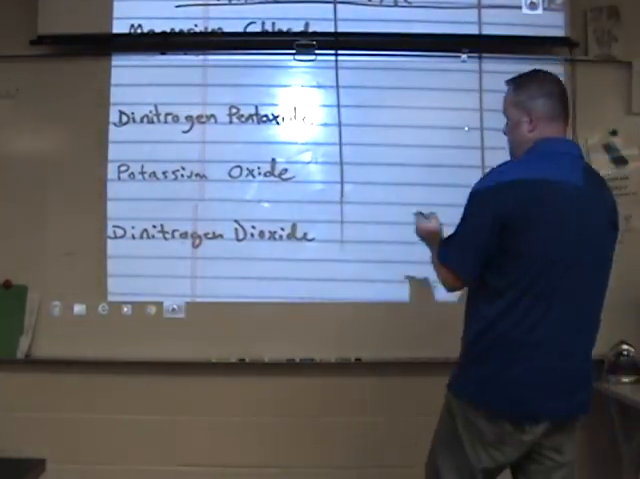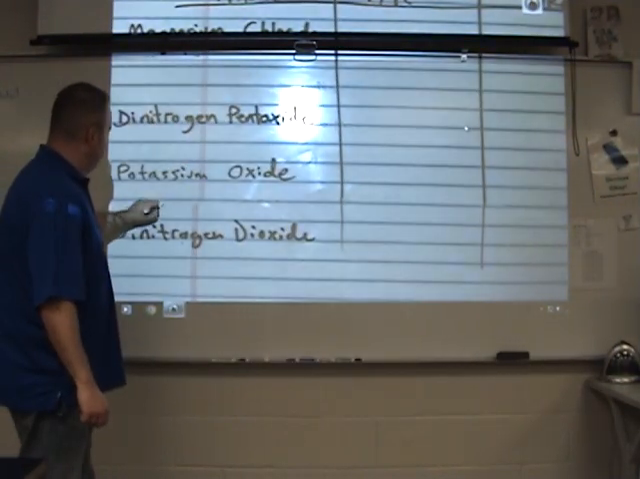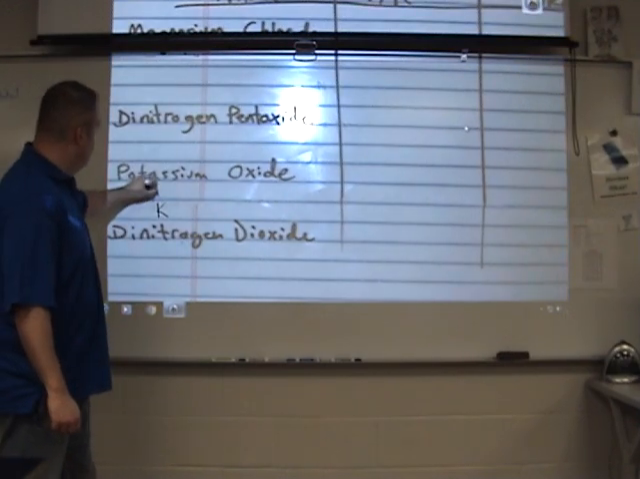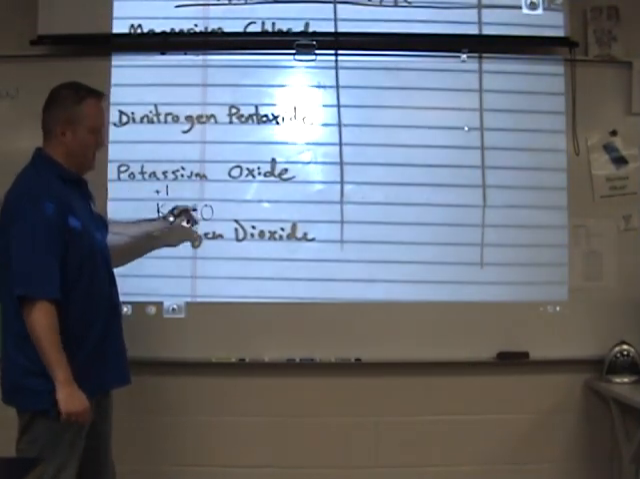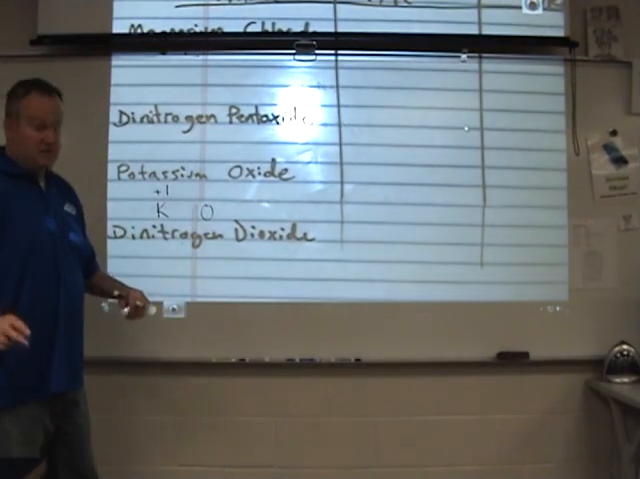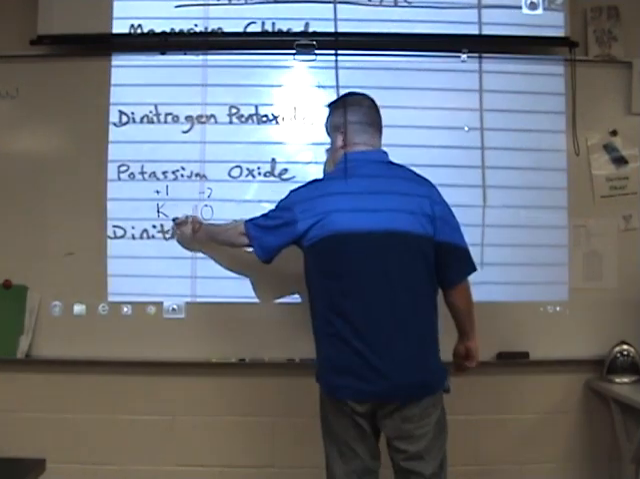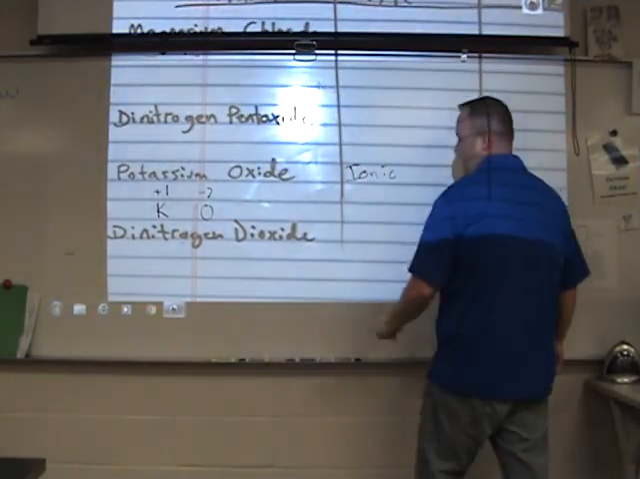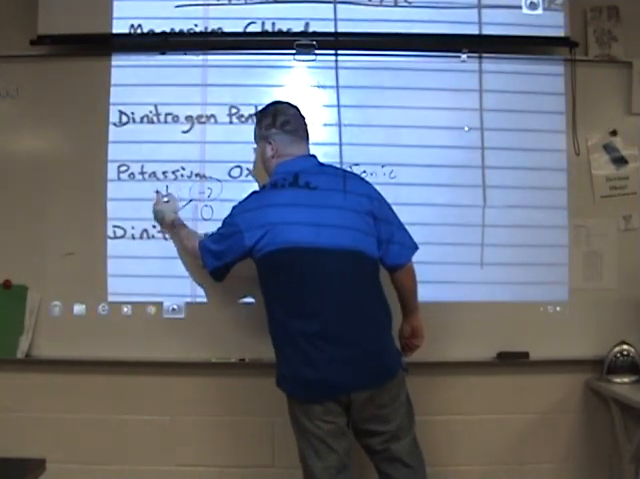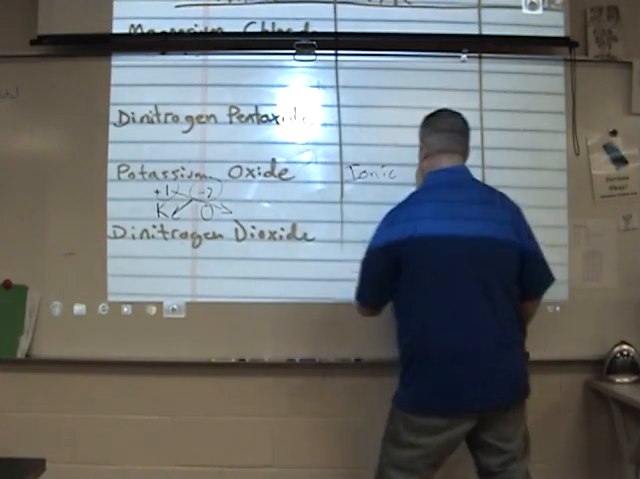Okay, so as you can see, if you look at the periodic table, potassium is also a metal. Potassium is in group 1, so it has a +1 charge. Oxygen is in group 16, has 6 valence electrons, and needs 2 more to have 8. So since this is a metal, we know that this is an ionic bond. The numbers cross, and we get K2O.